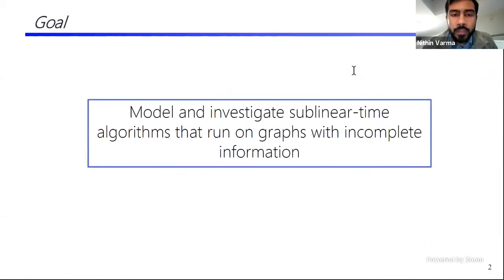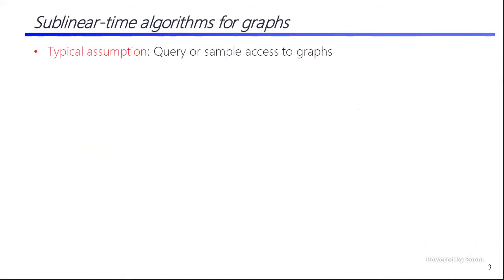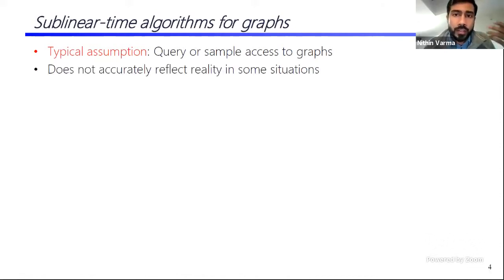The goal of our paper is to model and investigate sublinear-time algorithms that run on graphs with incomplete information. Usually in the case of sublinear-time algorithms for graphs, the assumption is that you have query or sample access to graphs. And this is not realistic in many scenarios.